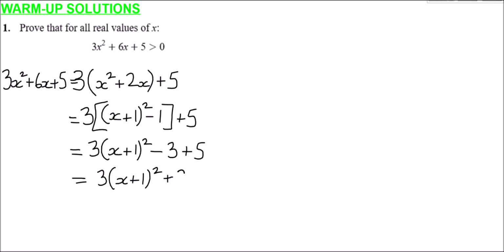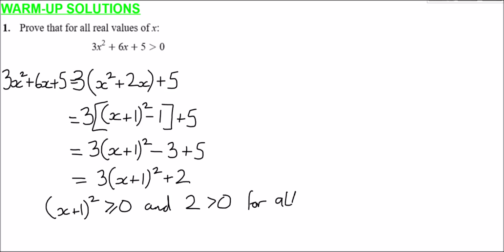So let's just think of each term in turn. So we've got x plus 1 all squared, and obviously any value squared has to be at least 0. The smallest it can be is 0. And also we have plus 2, and 2 is obviously greater than 0. And that's true for all values of x which are real numbers. So therefore, we can say that the original expression, 3x squared plus 6x plus 5, must be greater than 0 for all real values of x. And so that's our proof complete, and question 1's wrapped up.